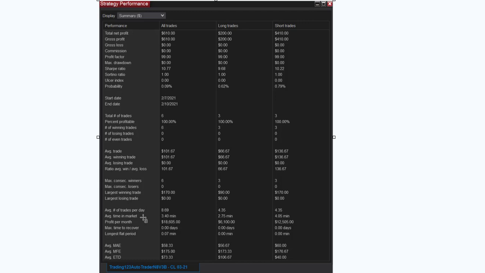Average trades per day, 8. Average time in the market, 3 minutes and 40 seconds. Pretty good. And then the monthly profit, that's if you did $600 a day, that would be your monthly gain.